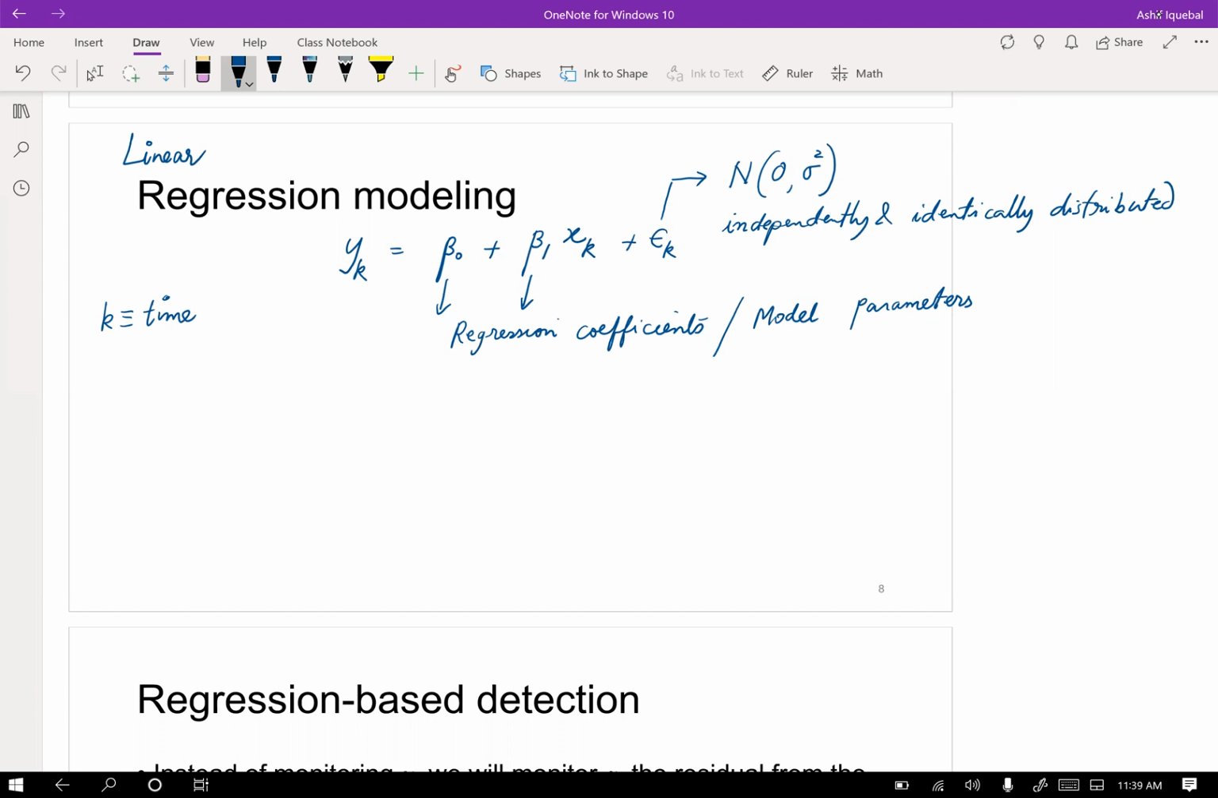Now, in this case, I'm just using one variable, right? I'm using X as one variable. You can also generalize regression models to as many variables as you want, right? So if you have multiple variables, you can write down Yk equals beta 0, which is a constant, plus beta 1 X1k plus beta 2 X2k plus up to beta p Xpk plus epsilon k, right? You can extend it to as many variables as you have.